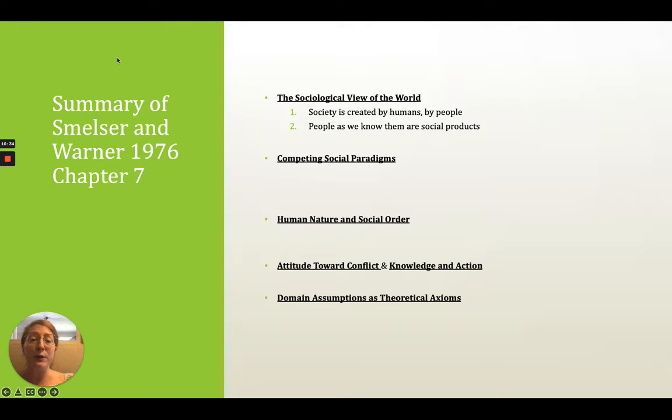This means that people as we know them are social products. So we are not just who we are because of the way we were born, but actually social forces and social factors influence the things we like and the things we do. Social forces influence the way that we live our everyday lives, the food we eat, the language we speak, the clothes we wear, the jobs we have. All of those things we tend to view as individual choices, but in reality, we are very much influenced by the social world in which we live, and we are social products.